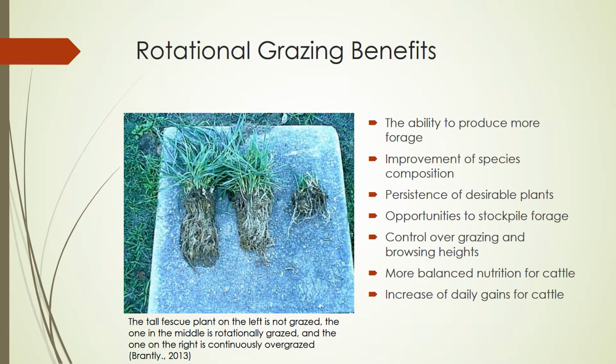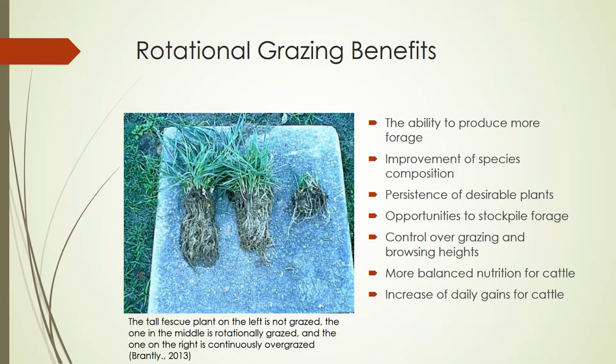The benefits of rotational grazing include the ability to produce more forage. This not only occurs in the above ground leaf area, but also the below ground root and carbohydrate reserves. The picture in this slide shows a tall fescue plant on the left which is not grazed, a middle one which is rotationally grazed, and one on the right which is continuously overgrazed. You can see the dramatic differences in root and leaf area on the continuously overgrazed plant and the similarities between a non-grazed and a rotationally grazed plant.